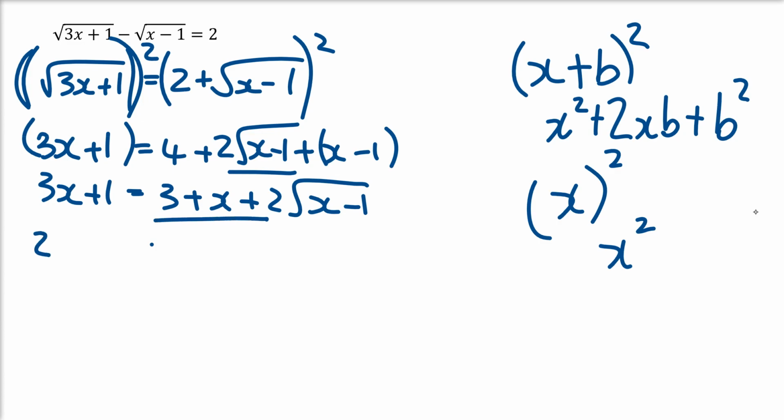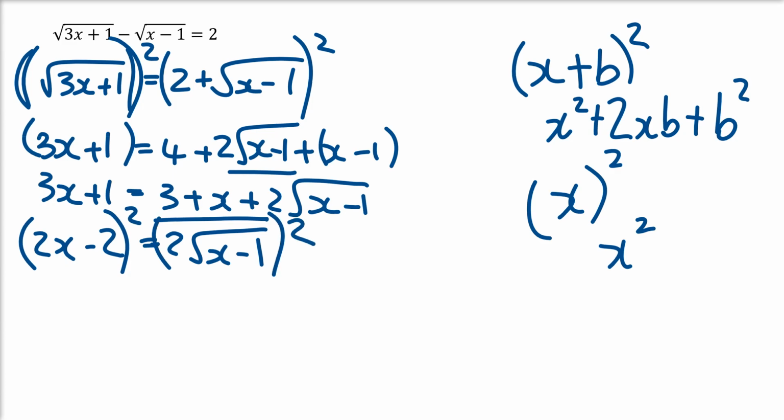So that will be 4 minus the 1 becomes 3, isn't it? And the plus x over there becomes plus x. Take that x on the other side, that just becomes 2x minus 2 equals 2 root x minus 1. Now when I square that, what's going to happen? I'll get rid of that square root symbol. So that's now become 4x squared minus 2 lots of 4, so minus 8x, plus 2 squared, which is 4, which is 4x minus 1.